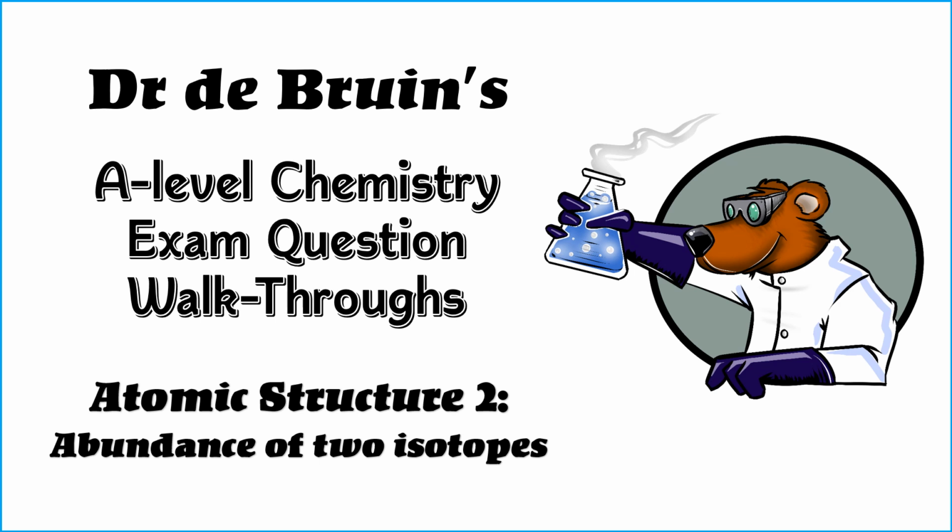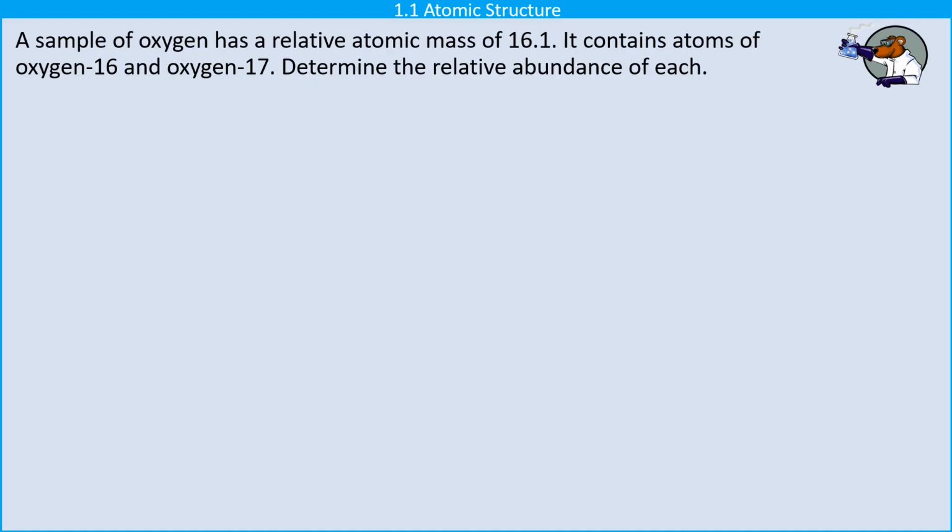Hi, I'm Dr. De Bruin, and this is a walkthrough of how to answer a question from the first topic of AQA A-level Chemistry, which is the atomic structure topic. So in this question, we're going to be looking at how to calculate the abundance of two different isotopes.